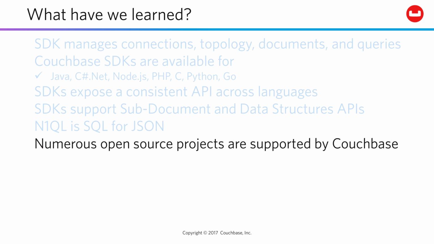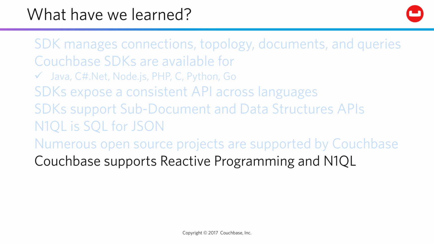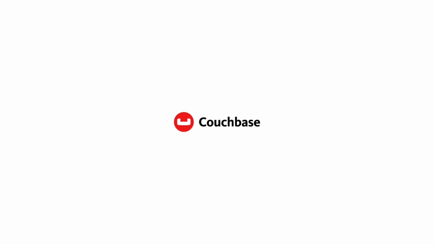Couchbase enthusiastically supports numerous open source projects, including our primary products. And we support reactive programming approaches in Java, C# and inherently in Node.js. Next up, we're going to take a look back at the server at how Couchbase supports you in high availability and disaster recovery.